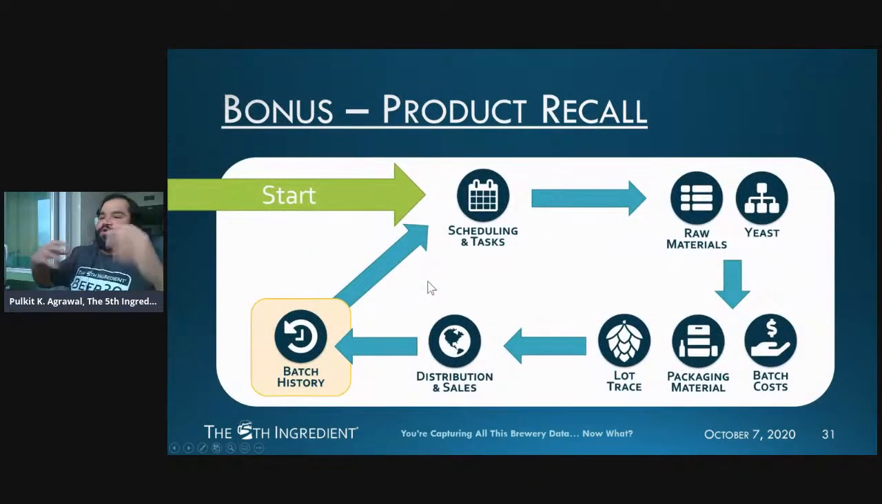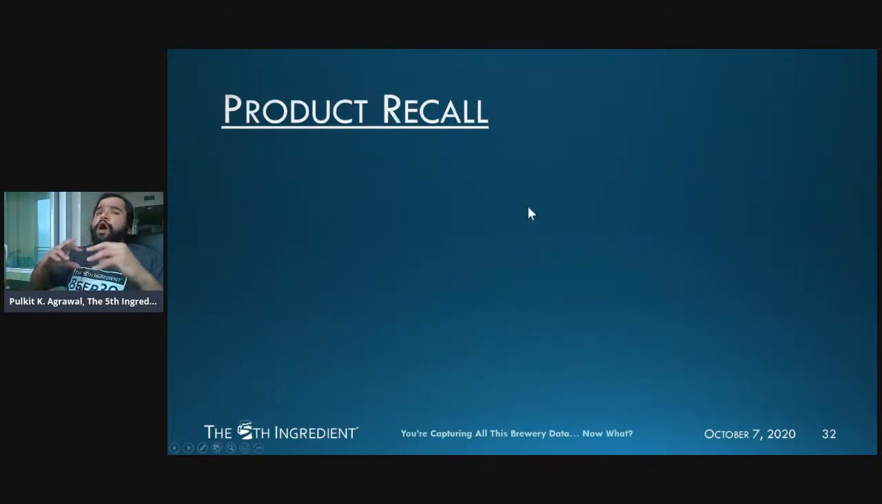From there, let's enter the bonus realm of product recalls, right? Product recalls are something that none of us wish ever happens, and if it does, it can be a nightmare if it's not handled properly. And that's where the beauty of something like a batch history aspect comes in when you start looking at this loop of full traceability from start to finish. Where now, if there's ever a product recall that you may have to do, there's really a number of steps that come into the process, right?